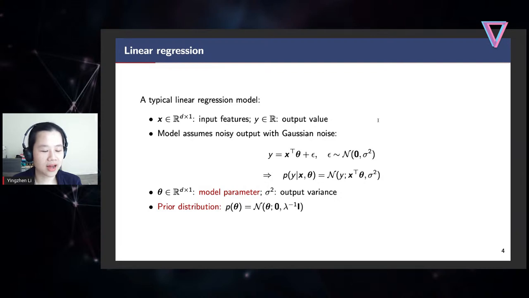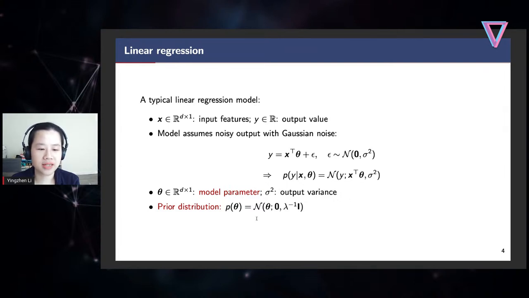Just to make it a little bit more concrete, you have input as a vector and output as a scalar. In linear regression, we assume that the output and the input are linearly dependent. That means you compute the inner product between the input x and the parameter theta, and then you assume the output is also noisy, so you assume it has Gaussian noise. This is your model assumption on how the observation y is generated. This corresponds to a probabilistic model: the distribution of y given the input x and the parameter is a Gaussian distribution with mean defined by the inner product of x and theta and variance as the variance of your Gaussian noise. So theta is the model parameter we want to fit and sigma squared is the output variance.